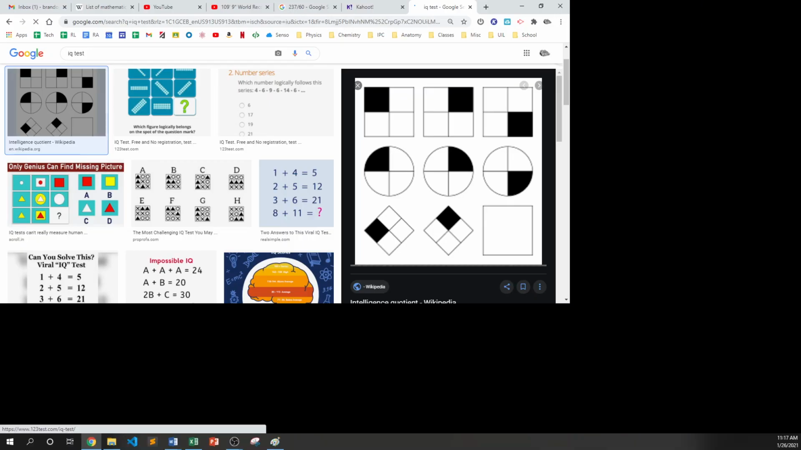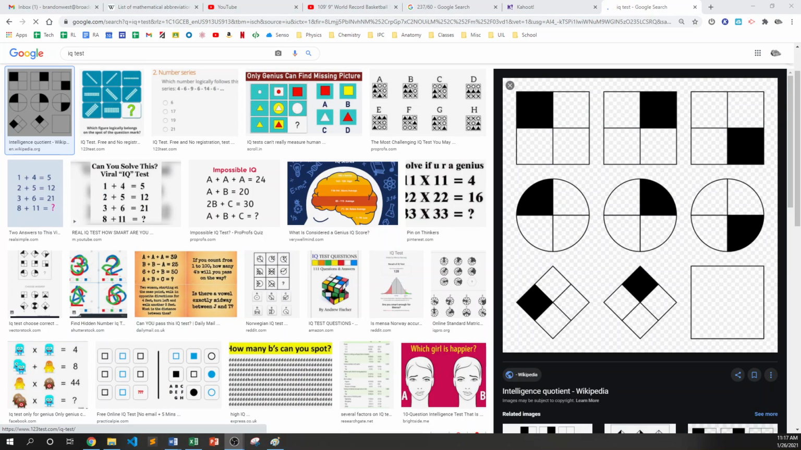Let me show you. So here's a question from a real IQ test. What goes into the blank bottom right? It's taking y'all way too long to answer this. What goes into the blank, the square at the bottom right?